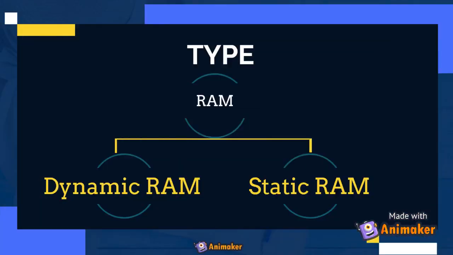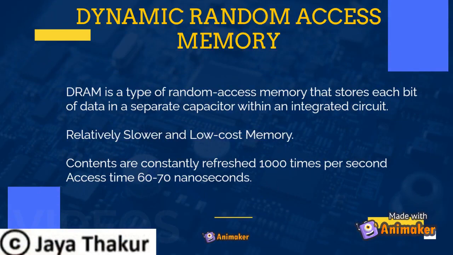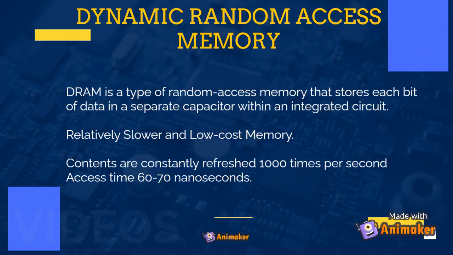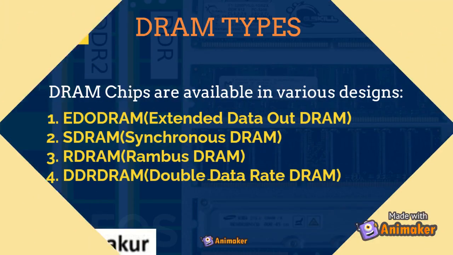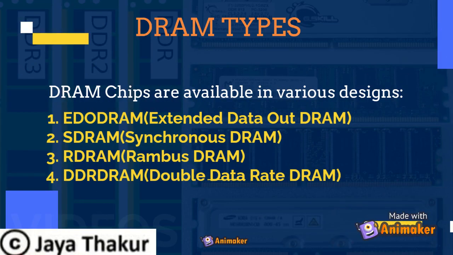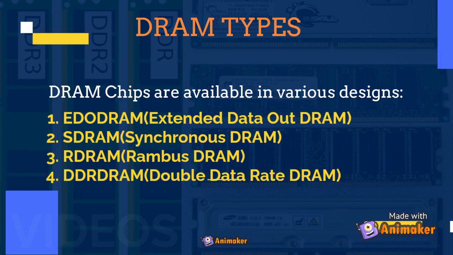Let us see the types of RAM: static RAM and dynamic RAM. Dynamic random access memory is a type of random access memory that stores each bit of data in a separate capacitor within an integrated circuit. Relatively slower and low-cost memory. Contents are constantly refreshed 1000 times per second. Access time 60 to 70 nanoseconds. DRAM is designed into various types: extended data out DRAM, synchronized DRAM, RAMBUS DRAM, double data rate DRAM.